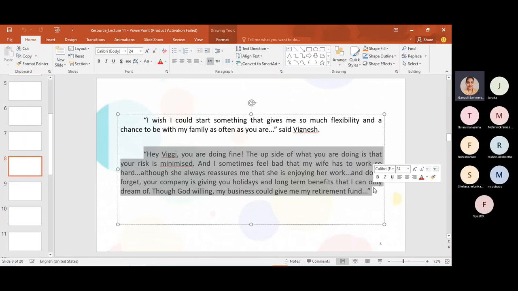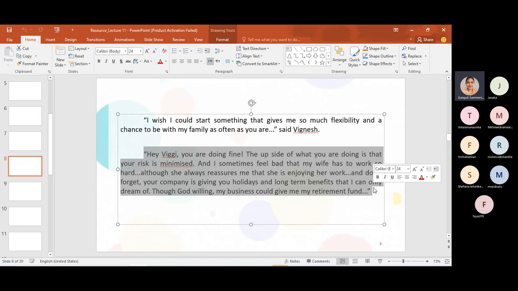Okay, so Karim says that, hey Viggy, you are doing fine. The good side of working in a company is that your risk is minimized. Like I mentioned in the beginning of the lecture also, working in a company is less risky because a company is already financially stabilized in the society, and you are working under someone. So the risk is minimized. Karim says this to Vignesh, that what you are doing, your job, is less risky.